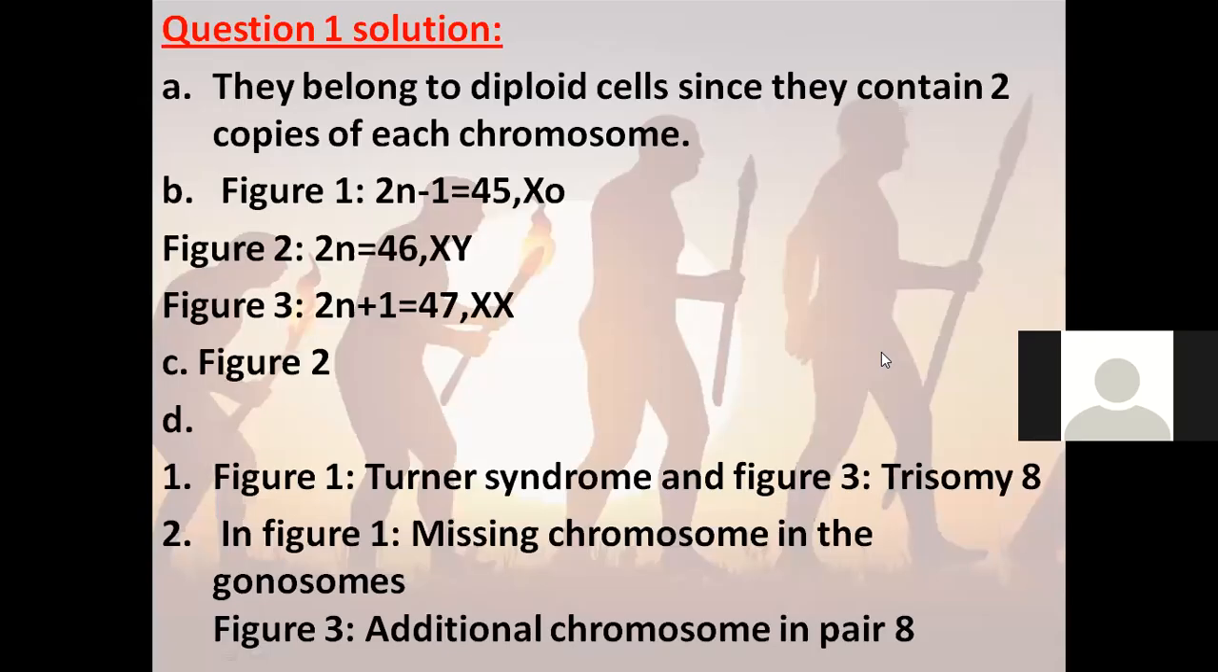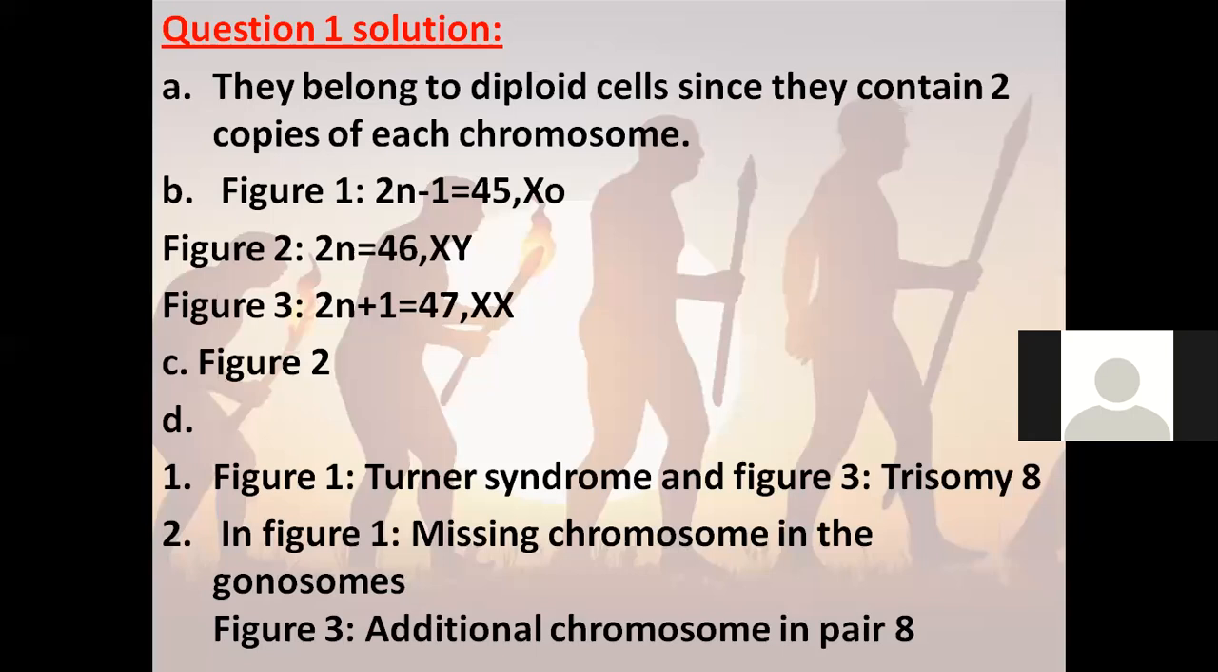They belong to diploid cells since they contain 2 copies of each chromosome. Figure 1, 2n minus 1 equal 45, comma XO. Figure 2, 2n equal 46, comma XY, and figure 3, 2n plus 1 equal 47, comma XX. Which one corresponds to the normal? Figure 2. And D, figure 1, Turner syndrome. In figure 3, we have trisomy, the name of the abnormalities.